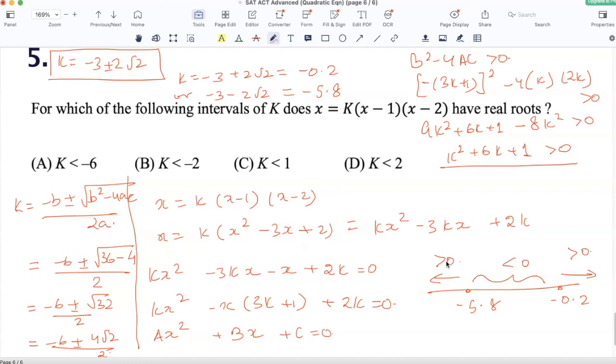So which interval from the options? If k is less than negative 6, then it is in this region, right? So it will be positive. So this is a good option. If k is less than negative 2, so negative 2 will be here somewhere, right? So less than negative 2 is not a certain option because there is a region in which this expression is negative. So it can't be B. If k is less than 1, okay, so 1 is somewhere here. So again, that has the region that includes the less than 0. So this is not good. And similarly, k less than 2 is not good as well. So the best answer is option A.